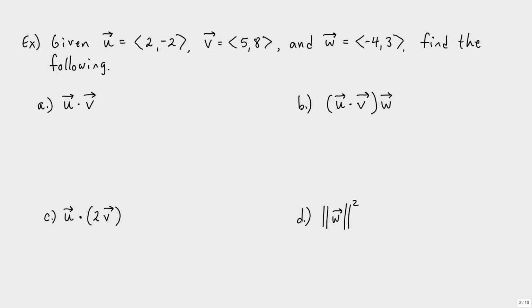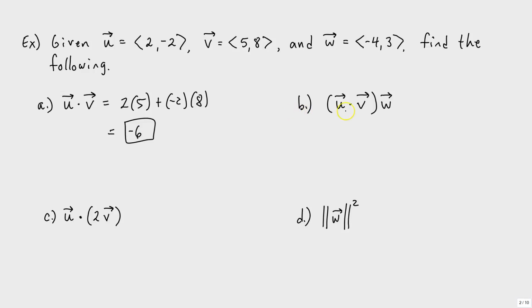All right, so let's just practice with a few of these properties here. So let's say we have u in component form is 2, negative 2, and v is 5, 8, and we have another vector w, which is negative 4, 3. And let's say we want u dot v. So using the definition, that's going to equal 2 times 5, multiply their first components, then negative 2 times 8, and add those together, and get negative 6. So if we do the dot product of u and v, we get negative 6 in this case. So again, it's a scalar.